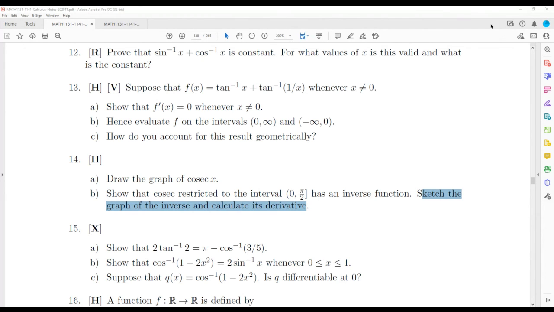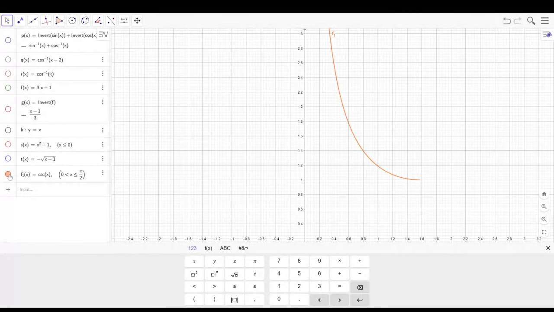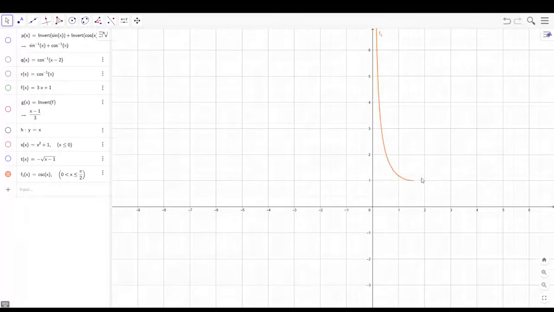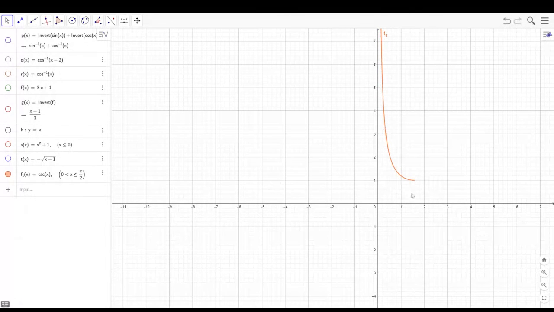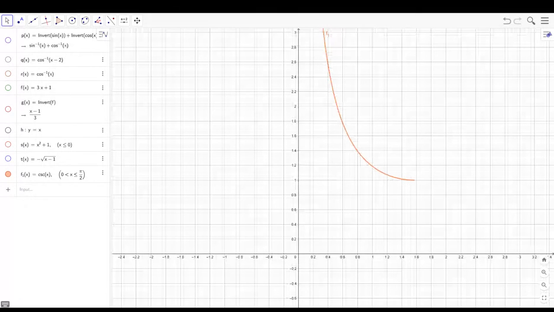Okay, all right, good. Let's bring that up. So here it is, people. Here is the graph of cosec x between 0 and pi on 2. You can see the function goes off to infinity as x gets small, and it looks like it's got some sort of turning point at x equals pi on 2.